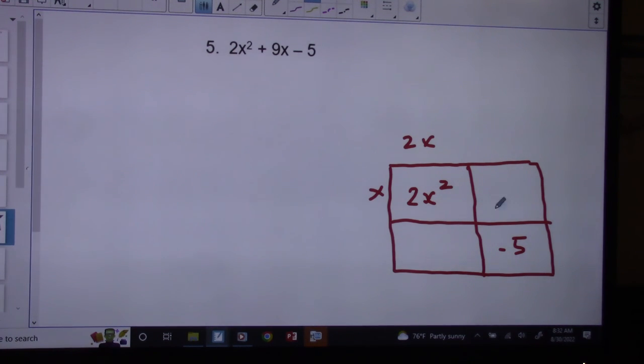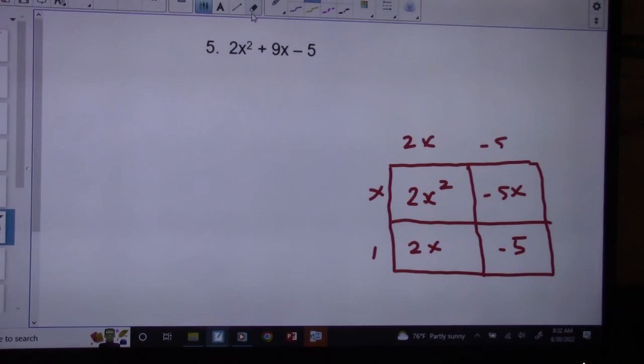But how are you going to get the 9? You just try things out. So here's your negative 5 times 1. So you multiply these together, you get negative 5x. And then we get 2x. And what that's going to be is negative 3x. So that's not going to work. We need the plus 9x.